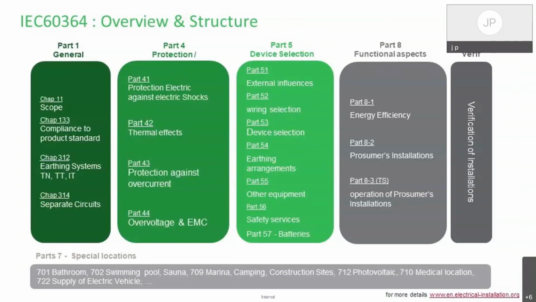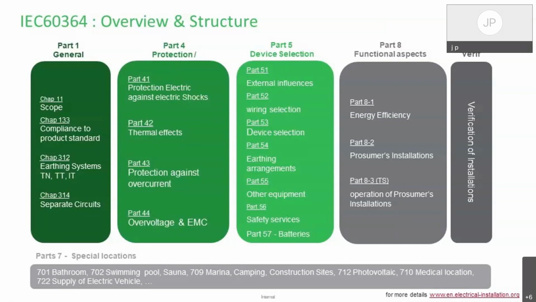If you have something to remember for today on the 60364, this is really the overview of the structure. As you know, 60364 is something like 37 different standards, which are located in what we call different parts. So what you have to remember is we have the following parts. The first is part 1, where you find the scope, the compliance to the standards, the definition of the different earthing systems, so TN, TT, and IT, and also the separation of the circuit.